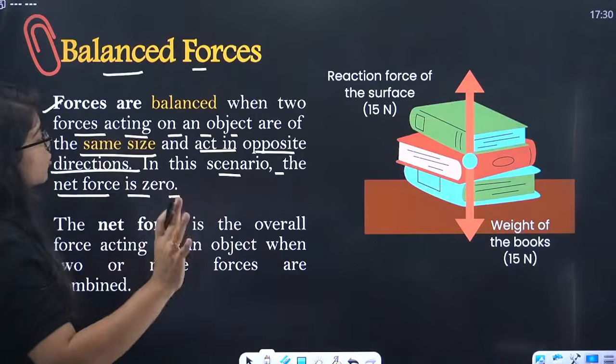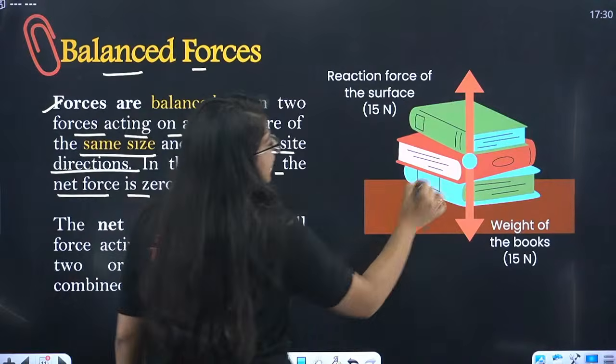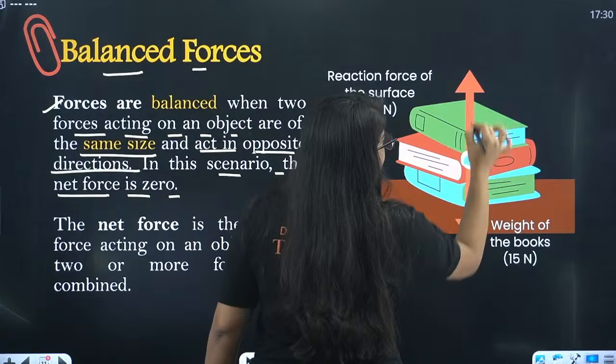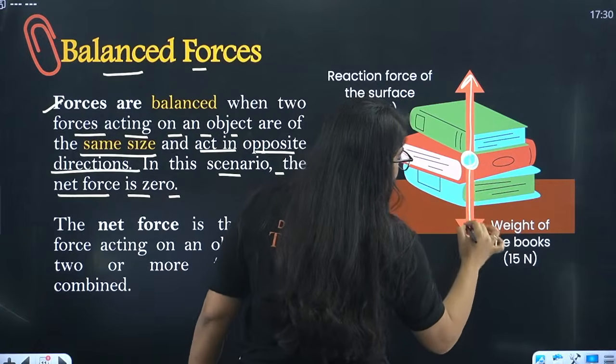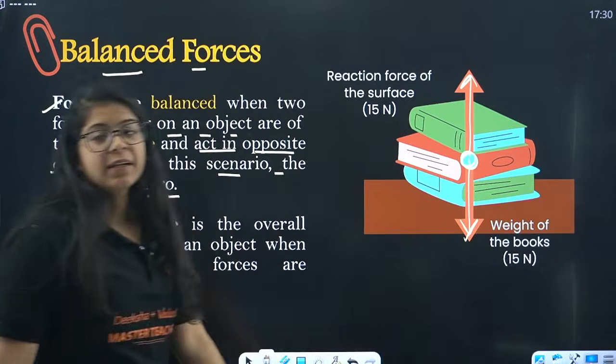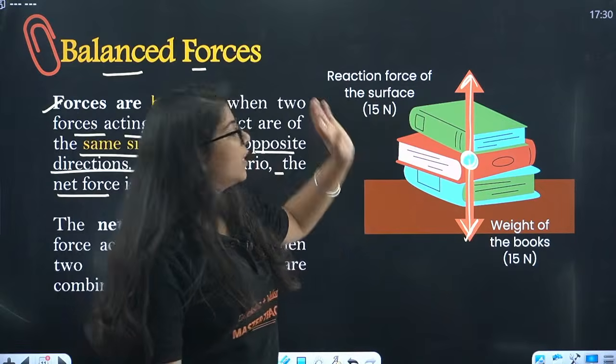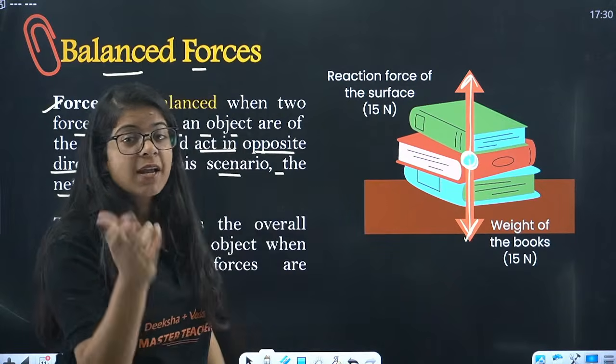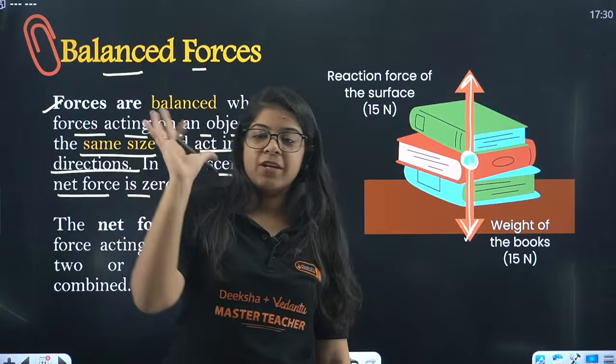Okay, so balanced force is clear. There is a normal force acting upwards and there is a gravitational force acting downwards. Both are 15 Newton, so they cancel each other out because they are also in opposite directions.